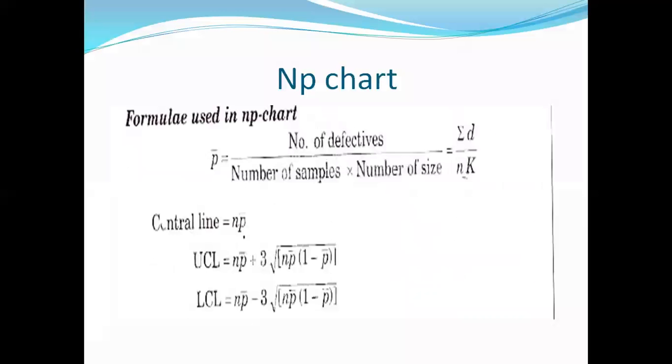Now we move towards the NP charts. What do we have to do for the NP charts? We have to go for the number of defectives. The first step is to calculate the three limits. How do we calculate them? First is P dash. P dash is the number of defectives upon the number of samples into the sample size, summation D upon NK, where the central line can be defined as NP dash. UCL is NP dash plus 3 under root of NP dash into 1 minus P dash, whereas LCL is NP dash minus 3 under root NP dash into 1 minus P dash.